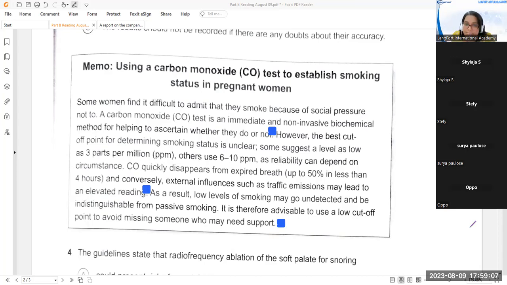Surya, you had a question. Tell me, what is it? No, ma'am, I couldn't understand because it's mentioned here, however, the best cutoff point. The cutoff point means the measuring amount. Yeah. So, can I ask you one thing?